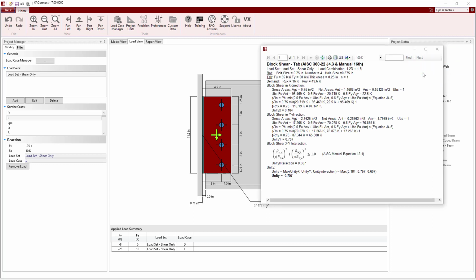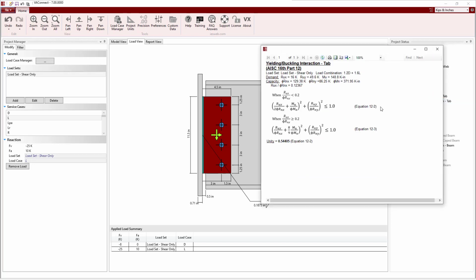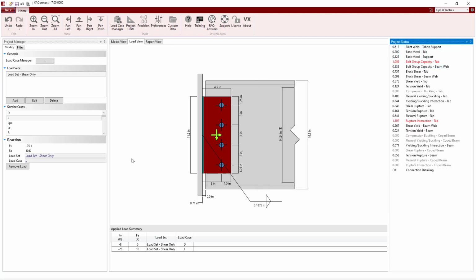In VAConnect 7, while the block shear interaction equation and the axial, shear, and flexure interaction equations have not changed, their references have been updated to Part 12 of the Steel Construction Manual rather than referencing the AISC Steel Construction Manual version 15 design examples.